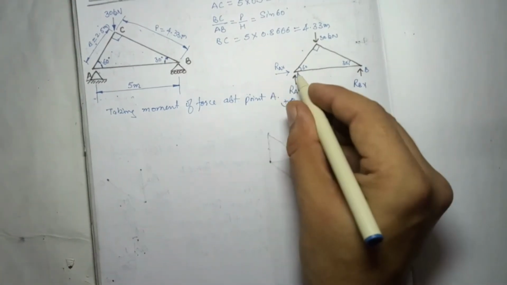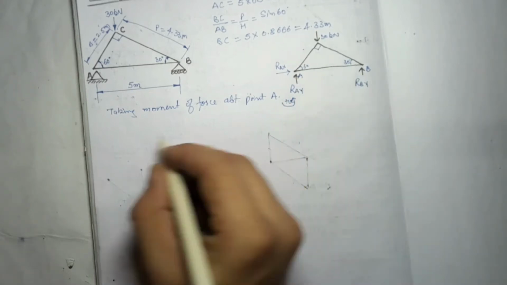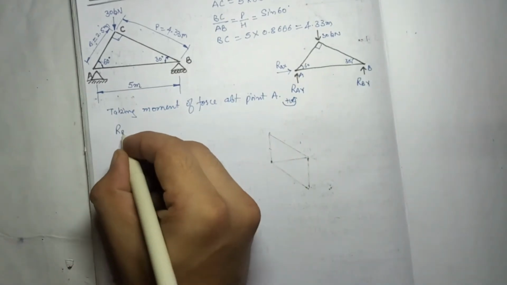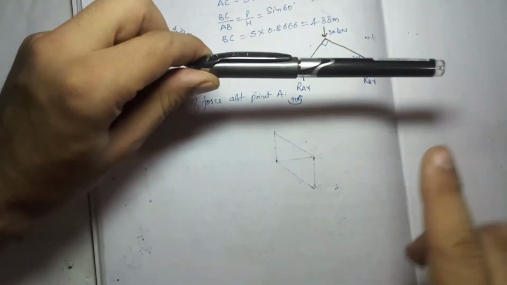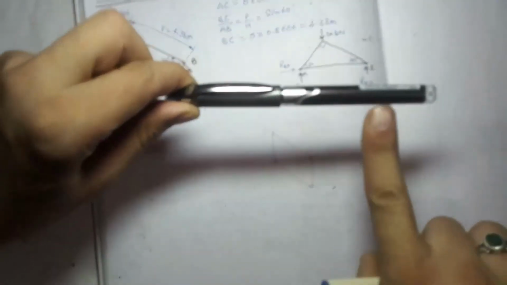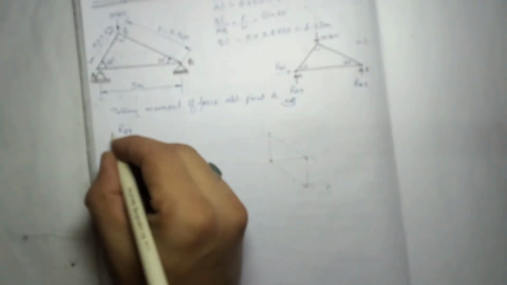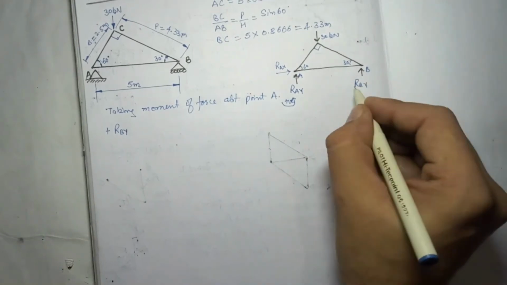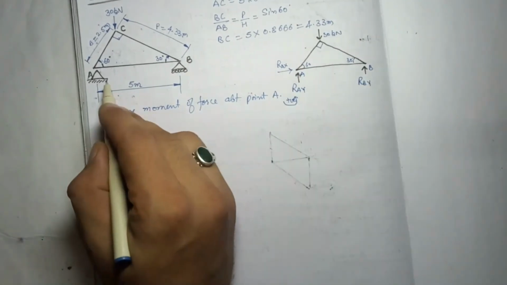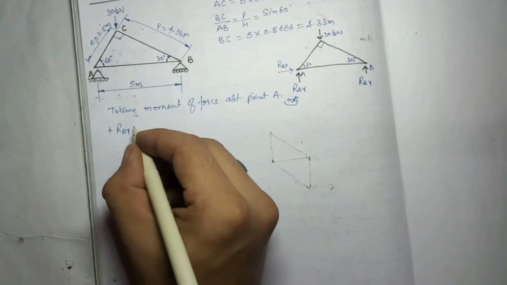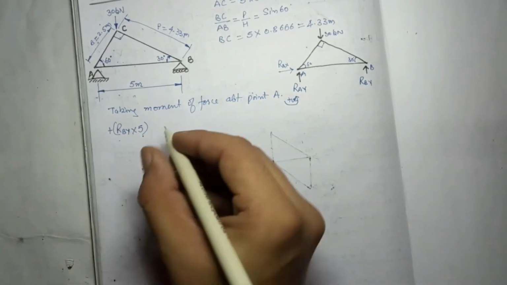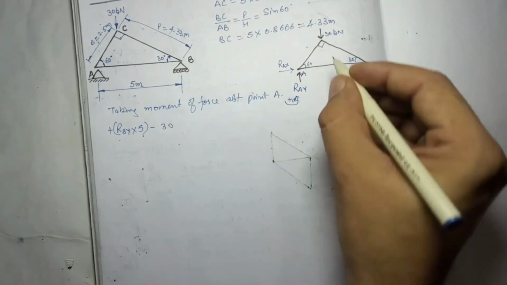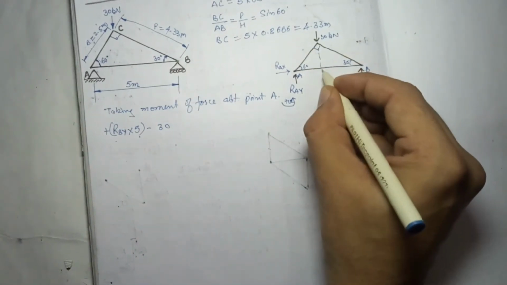RAY is 0, RAX is 0 because they are passing through A point. So only the force is RBY. RBY will be positive. Why? Because this is the fixed point, this is the direction of force, so it is going anti-clockwise as per our assumption. So this will be positive RBY into this distance. This distance is 5 meter given, so it will be RBY into 5, force into perpendicular distance, minus 30, this force, into now this distance.